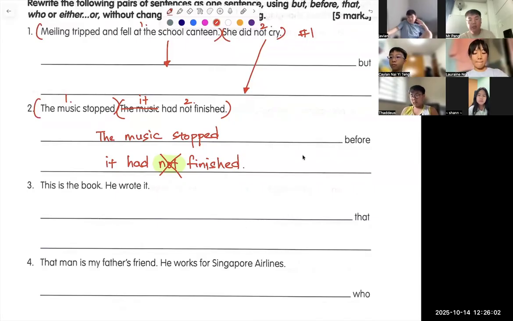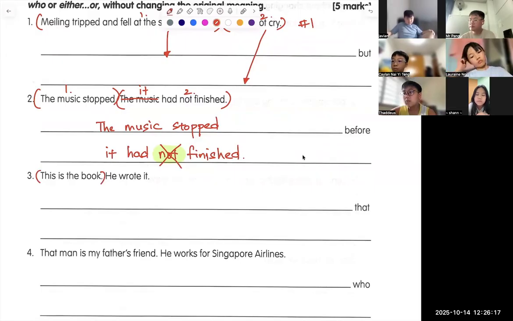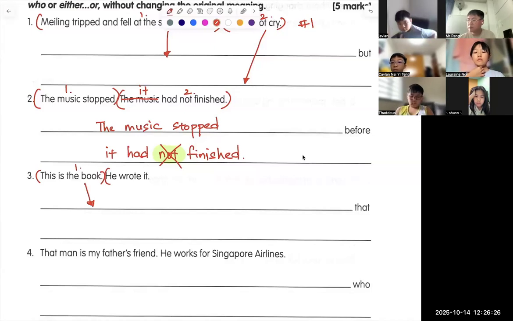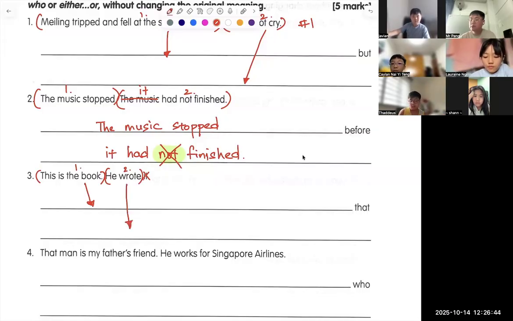Okay, who's number 3? Please go ahead. Raksha, go ahead. Unmute yourself. Bracket, this is the book. Okay. Right, number 1. Good. Bracket, he wrote. Right, number 2. Okay, what happens to the "it"? Cancel it. Okay. Why do you cancel it? Because in number one, "it" refers to the book, so you already wrote it.